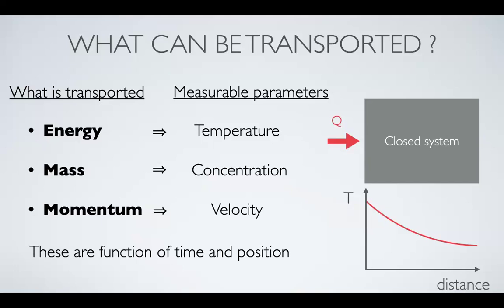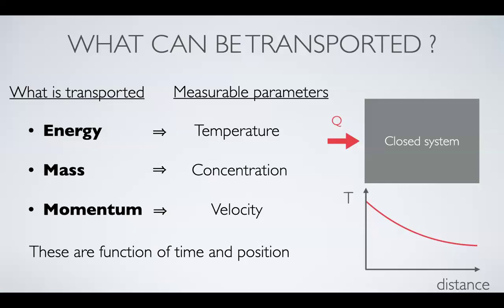Okay, in terms of position, like I showed you in the previous example, if you consider a specific location within the system, this location and this location, if it has different temperature, concentration, or velocity, there will be a transport of energy, mass, or momentum. But if both locations have the same or equal measurable parameters, the same temperature, the same concentration or velocity at two different locations, there won't be transport going on.